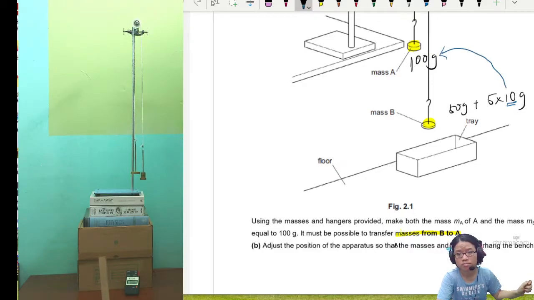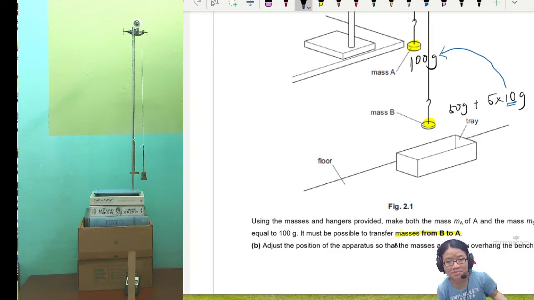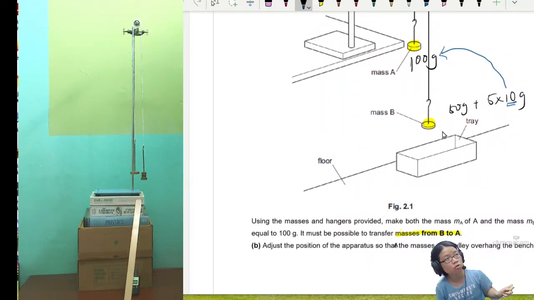So then one side will be 110 and the other side will be 90. Cannot match today. All right, so adjust the position of the apparatus so that the masses overhang the bench. So again, my masses are not overhanging the bench, they're overhanging my boxes here.